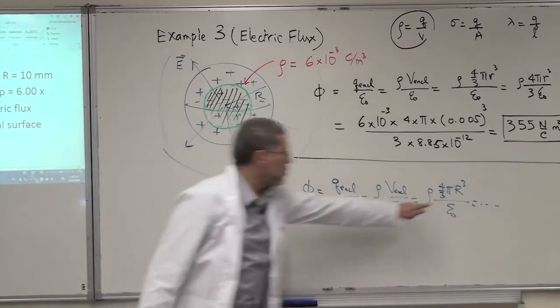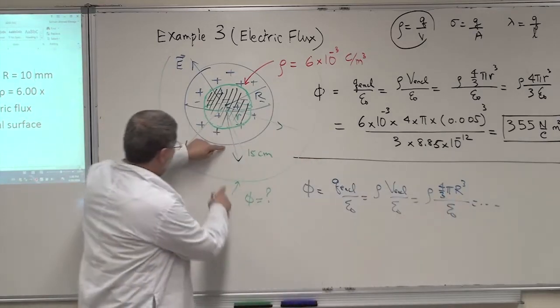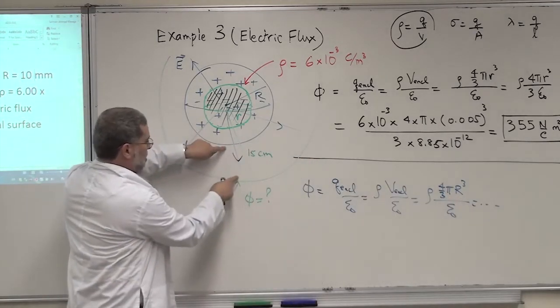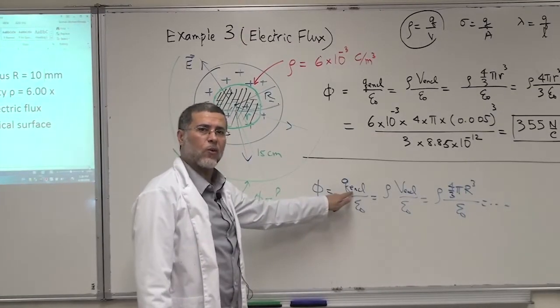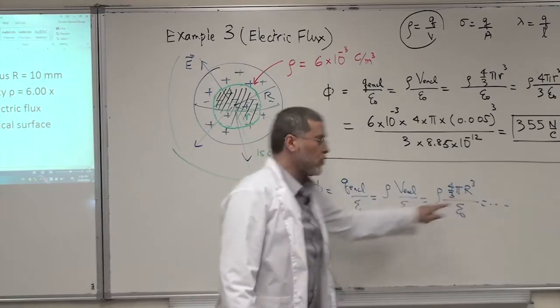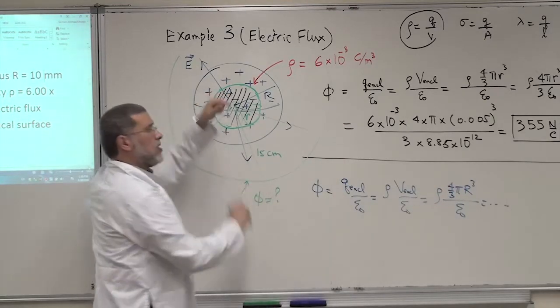Be careful here. You take the radius of the sphere, because from here to here, the 5 extra centimeters, there's no charge there. We are talking about the charge enclosed. So you take the radius of the sphere, not the radius r, which is 15 centimeters.